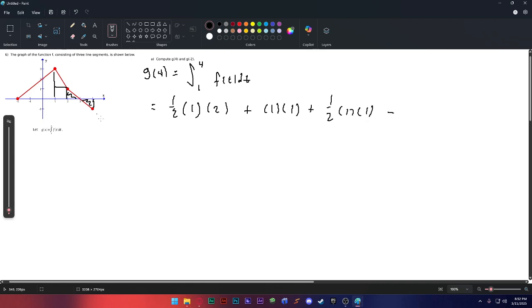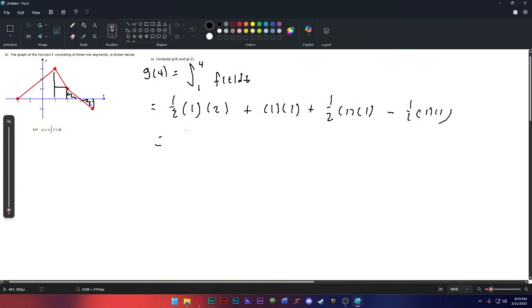minus this triangle. We're minusing because this triangle is under the x-axis. So whenever a shape is under the x-axis, you have to subtract by it. So it's literally the same thing as the other one. 1/2 times 1 times 1. 1/2 times base times height, and the base is 1, the height is 1.